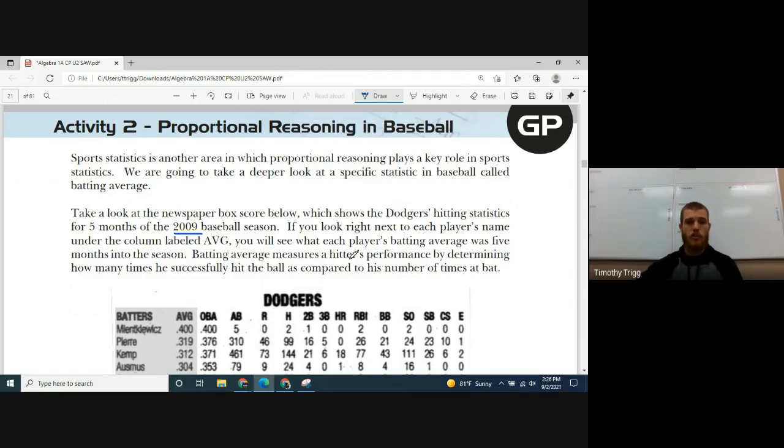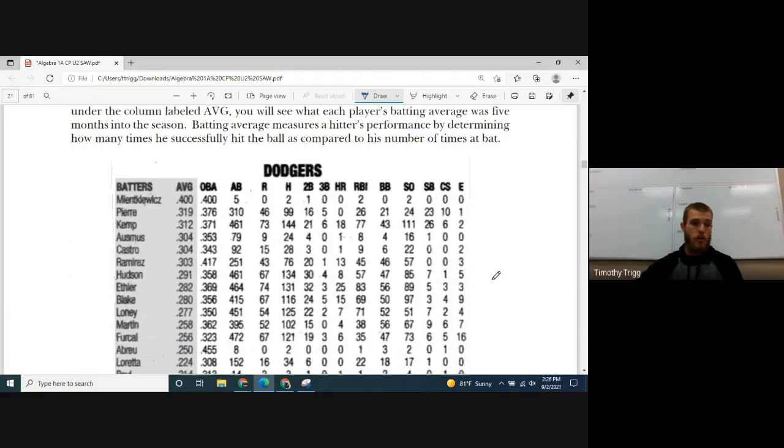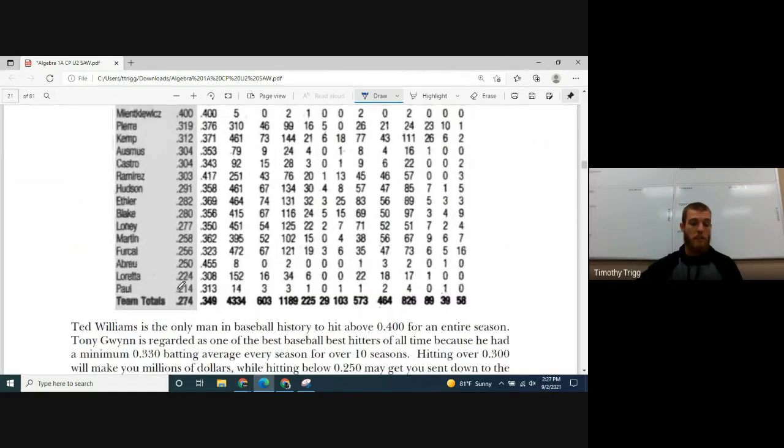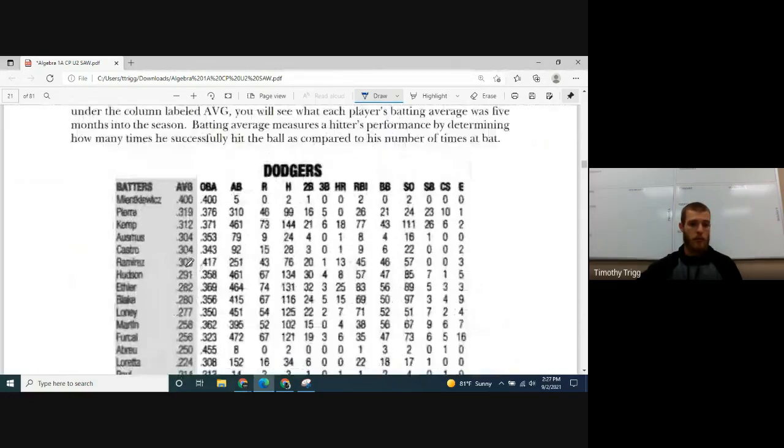Batting average measures the hitter's performance by determining how many times he successfully hit the ball as compared to the number of times at bat. So we can see, for example, this first person had an average of 0.400, which is really good. And you could see this last person had a batting average of 0.214, and there's everyone in between.